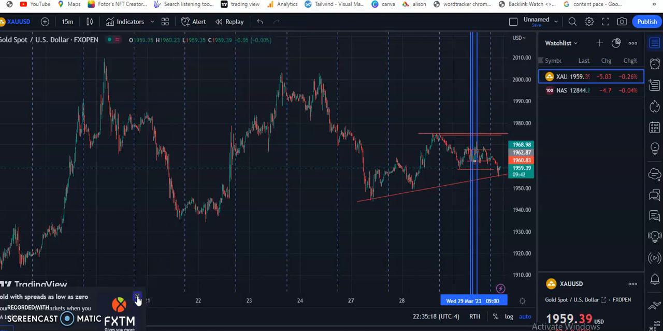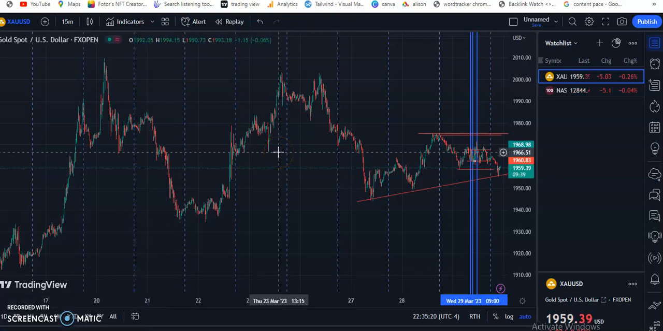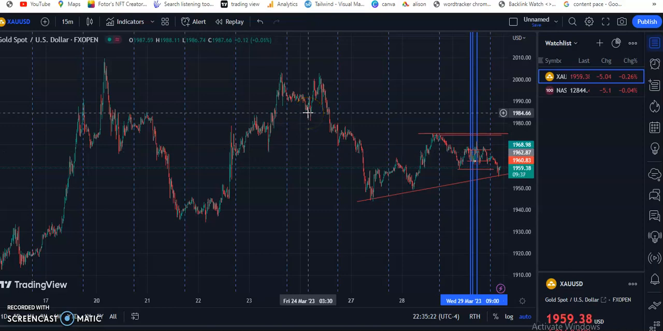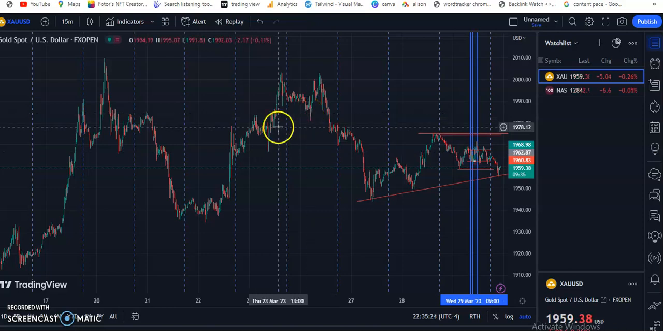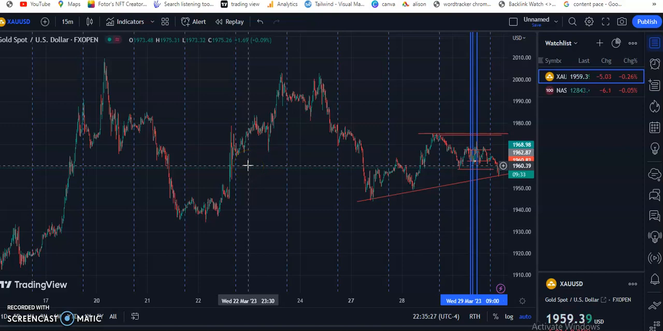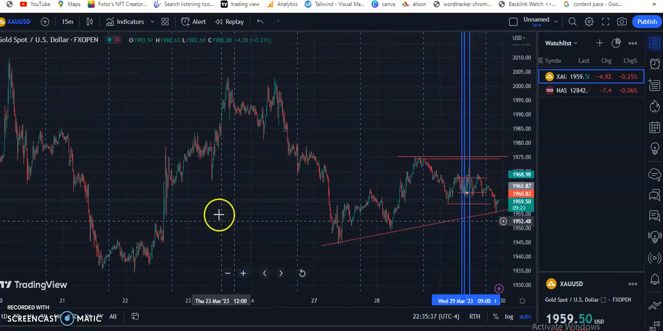Today, I want to show you how the highest probability setups look like. These are grade 1 setups. Yesterday Gold and Nasdaq gave us very good textbook setups. Now, let's start with Gold.